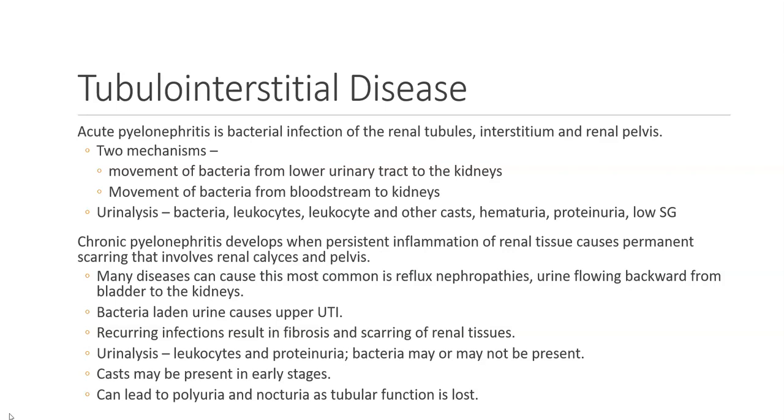In the urinalysis, you may see leukocytes and discover proteinuria. Bacteria may or may not be present. Casts may be present in the early stages of the disease. With more chronic type infections, this can lead to polyuria and nocturia as tubular function is lost.